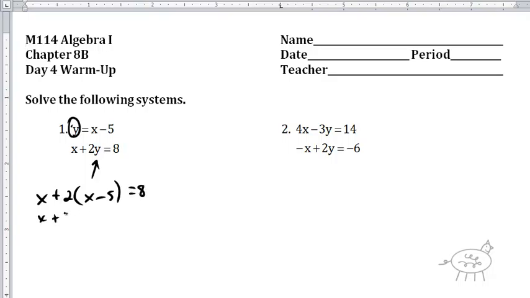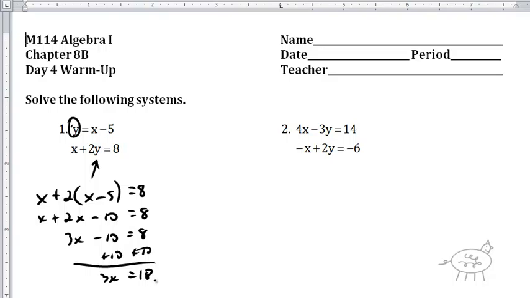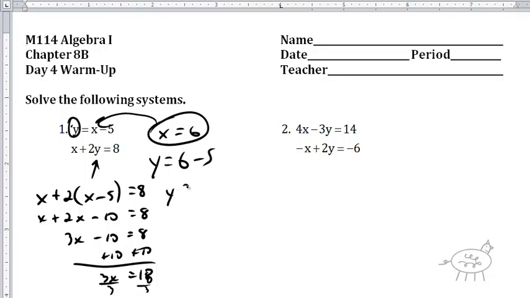So x plus 2x minus 10 equals 8. So we get 3x minus 10 equals 8, plus 10, 3x equals 18. It's very messy, and divide by 3. So x is 6. And then we just take that and plug it back into this guy right here. It's pretty easy. Y equals 6 minus 5. So y equals 1. So my coordinate is 6, comma 1. Pretty easy.